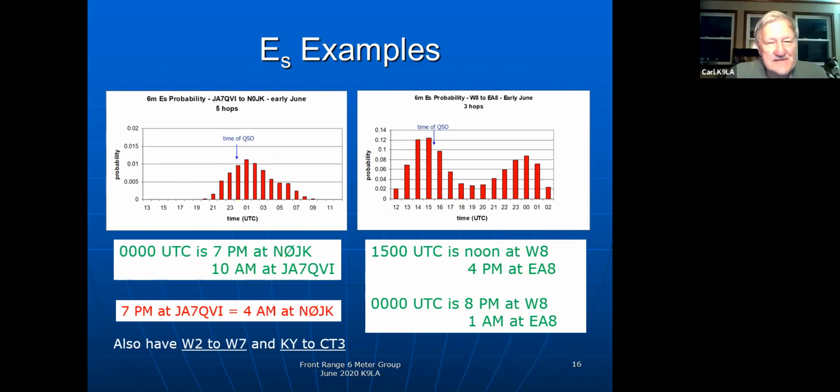And some days are going to be better than others, and that's why the distribution spreads out a little bit from looks like 2100 Zulu up to pretty low probability at 07, but it still might be there, and I kind of suspect that maybe power and antenna gain help a lot too. I also worked through that for W8 to EA8 in early June. It's 3 hops. And interestingly, it comes out to be bimodal.